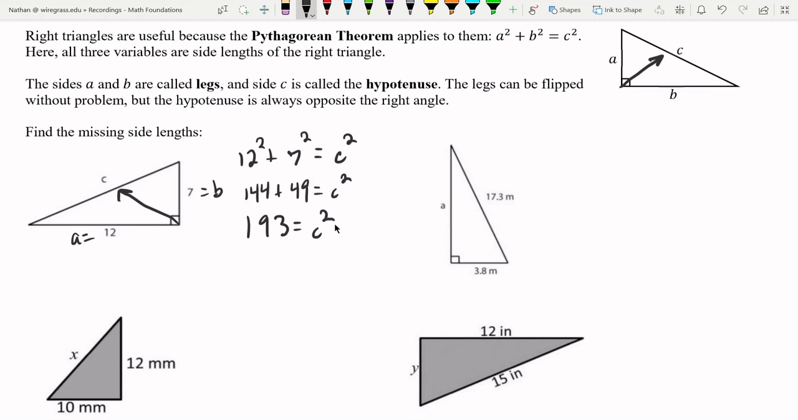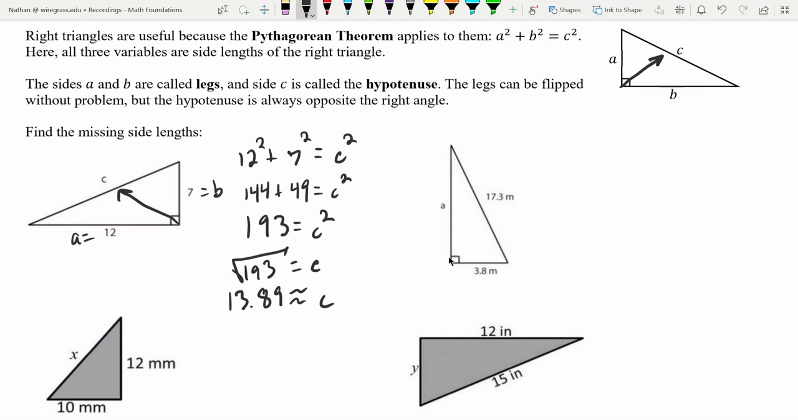This is the same thing as asking, what is the principal root of 193? We're always going to look at the principal root because it's going to be positive, which we have to have here. This is a distance, and a distance is always positive. So we can take the square root of 193, and that's going to be 13 point, I'm going to approximate it to two places, 13.89. That is the measure for C there.